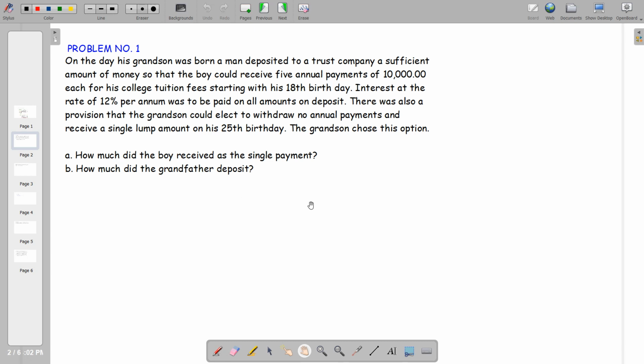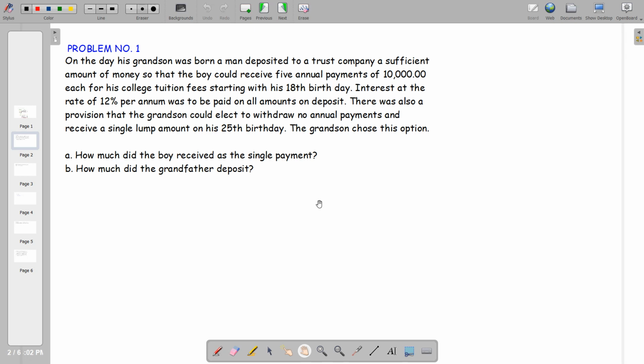So it is a trust fund actually. He needs to invest a certain amount at present time. It is like insurance, a plan so that on the 18th birthday of his grandson, he will begin to withdraw 10,000 pesos from that 18th birthday onwards up to 5 consecutive withdrawals. Or he could elect to withdraw no annual payments, or he will just get it on a single time.